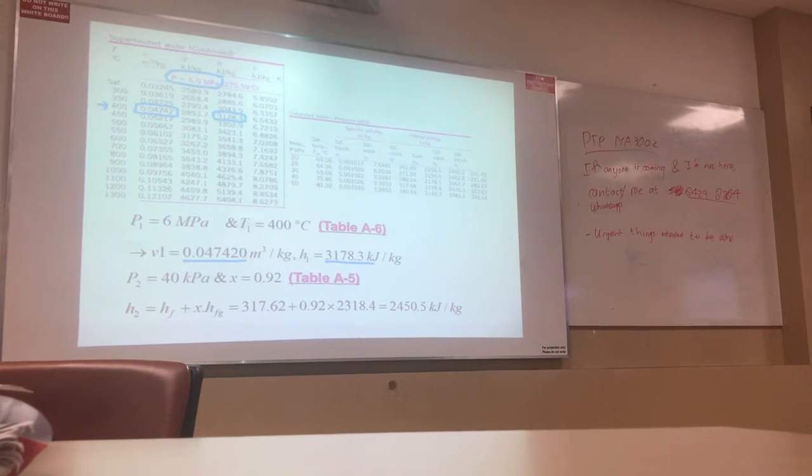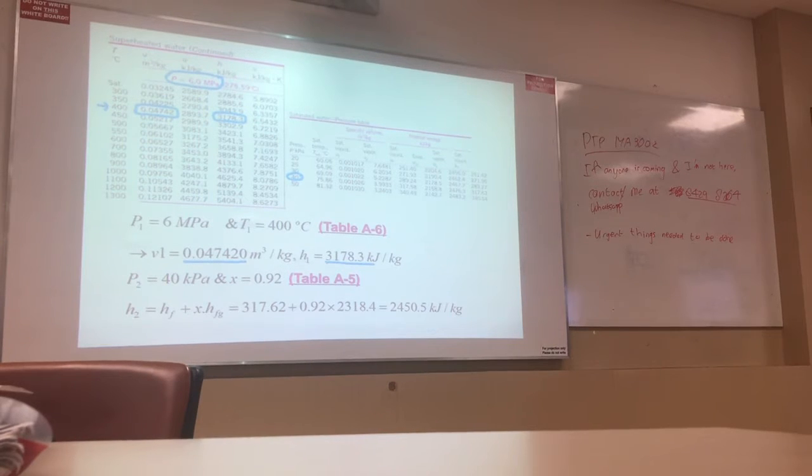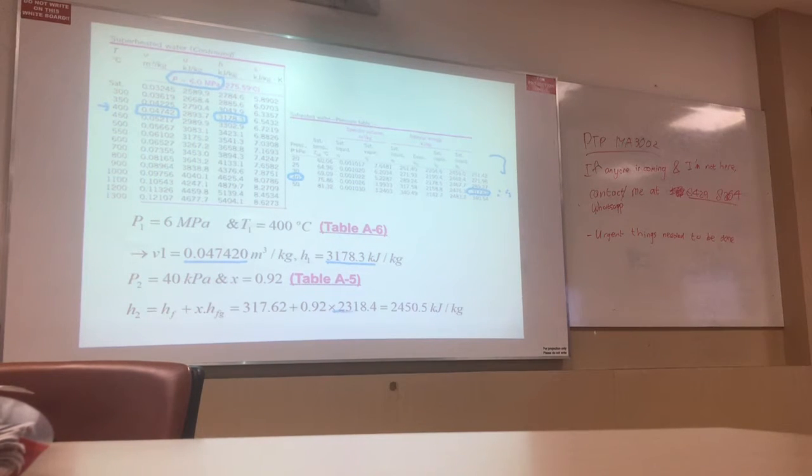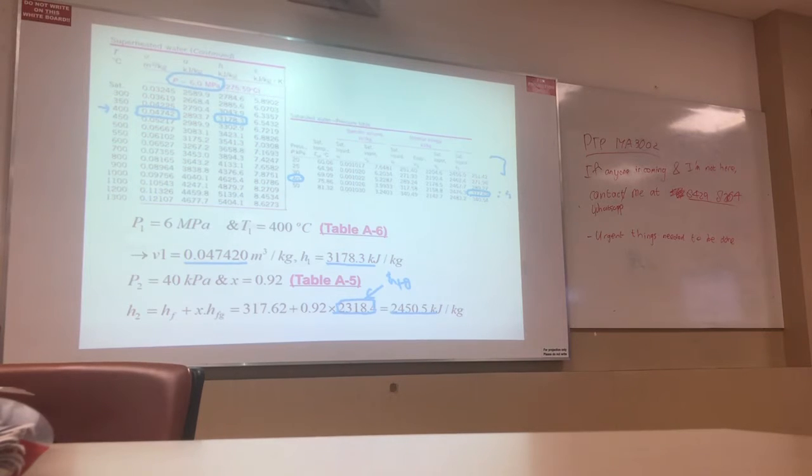From table A5, P2 is 40 kilopascal with 92% quality. This is hf, 317 point something, and hfg I can get from the table. Some number you can get from the table, which is hfg, 2318.4. Then you substitute the values, you can get h2, and this is h1. Then v1 I also know.